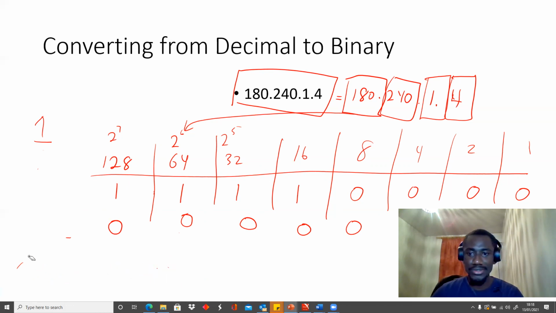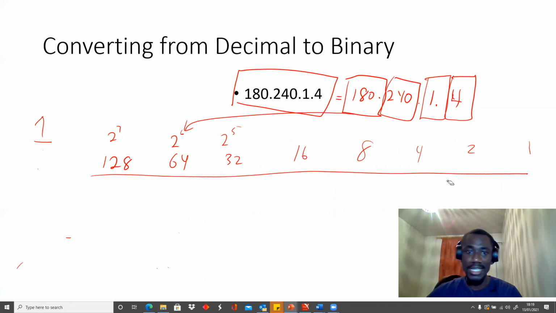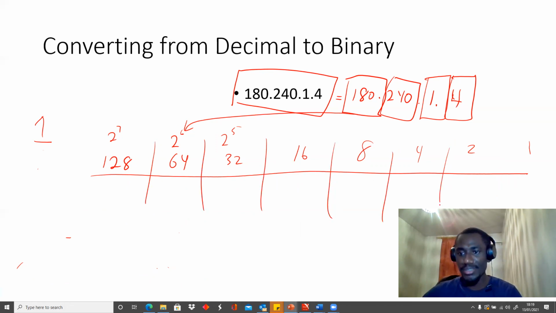The next number we're going to look at will be 4, which is the last number in the IP address. I know this is a bit tricky, but it'll be fine. So let's see. We have 4.